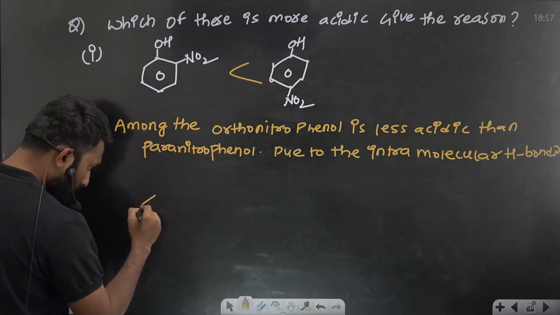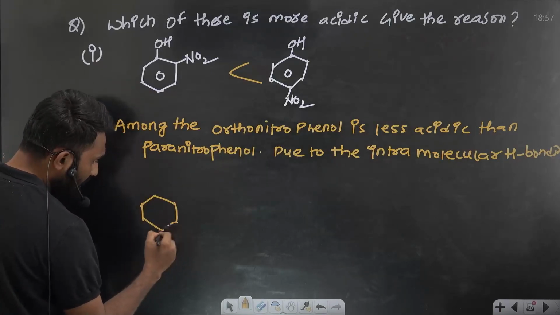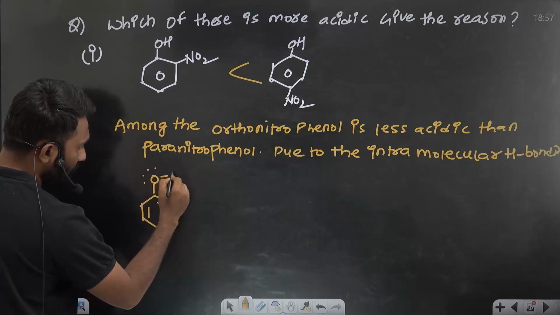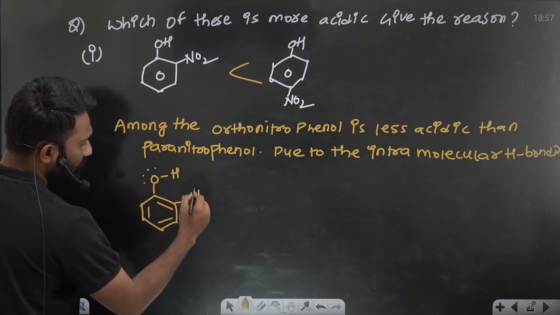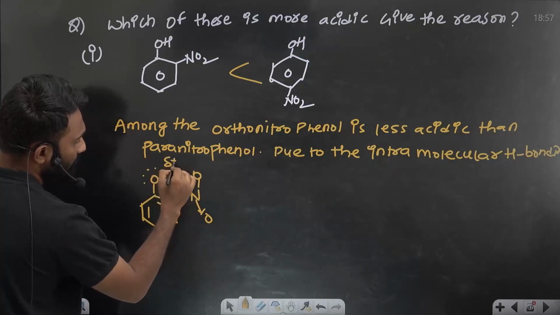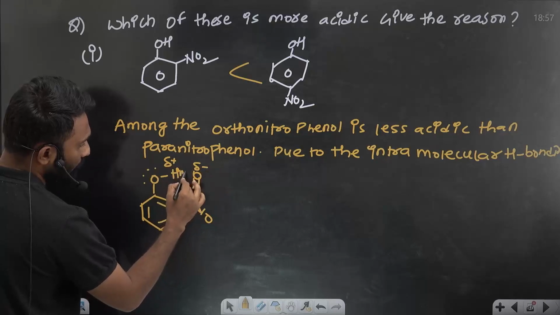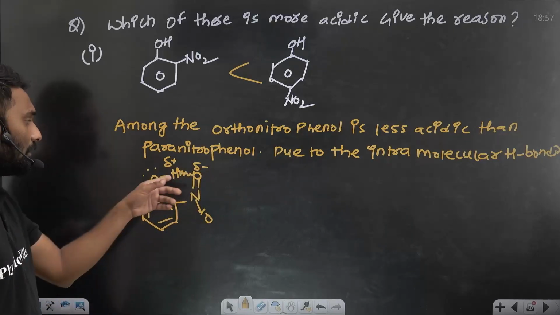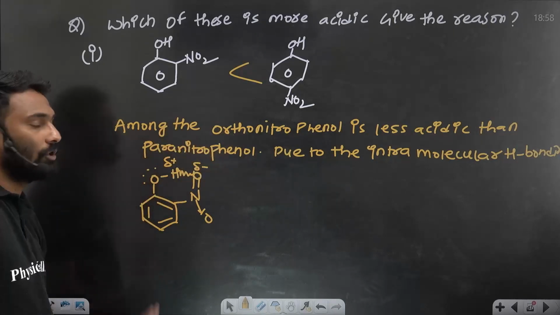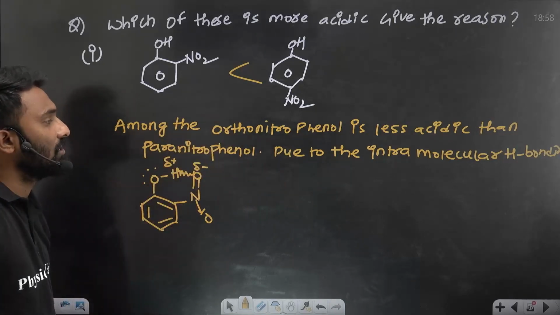Look here. What is acidic nature? H plus should be given to the solution very fast. Here this is partial positive, this is partial negative. So due to the presence of this intramolecular hydrogen bonding, H plus will not be given very fast to the solution.